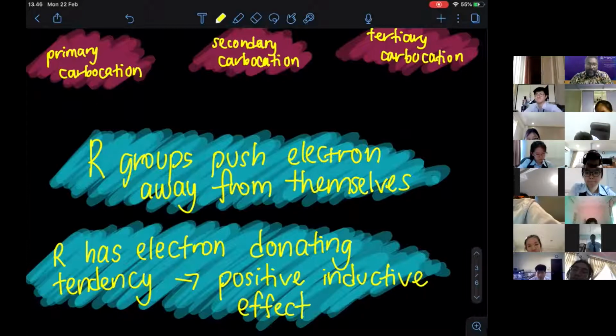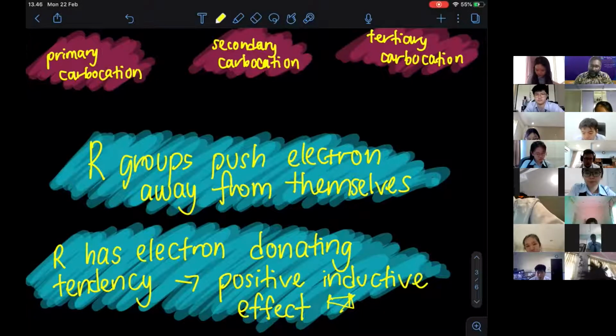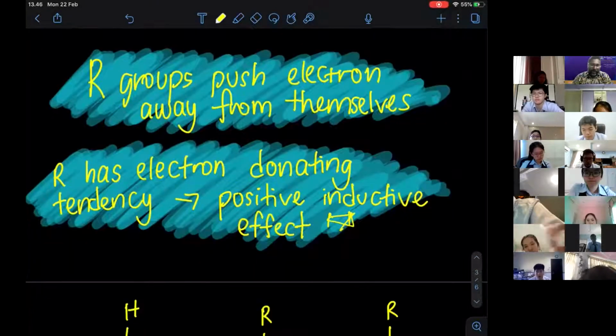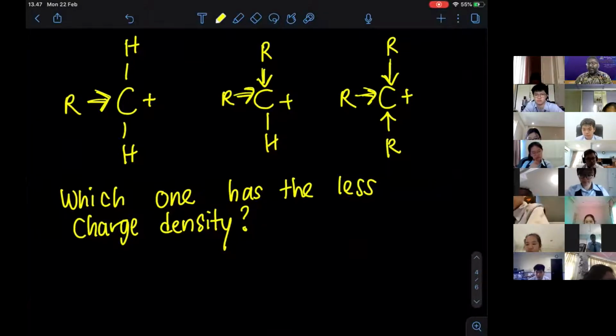So what is the positive inductive effect? Whenever the R group pushes the electron, or donates the electron, it exerts what we call the positive inductive effect. Let's have a look at this example. In this diagram, you see the R group is the one that tries to push the electron towards the carbon. Do remember, it is pushing the electron.